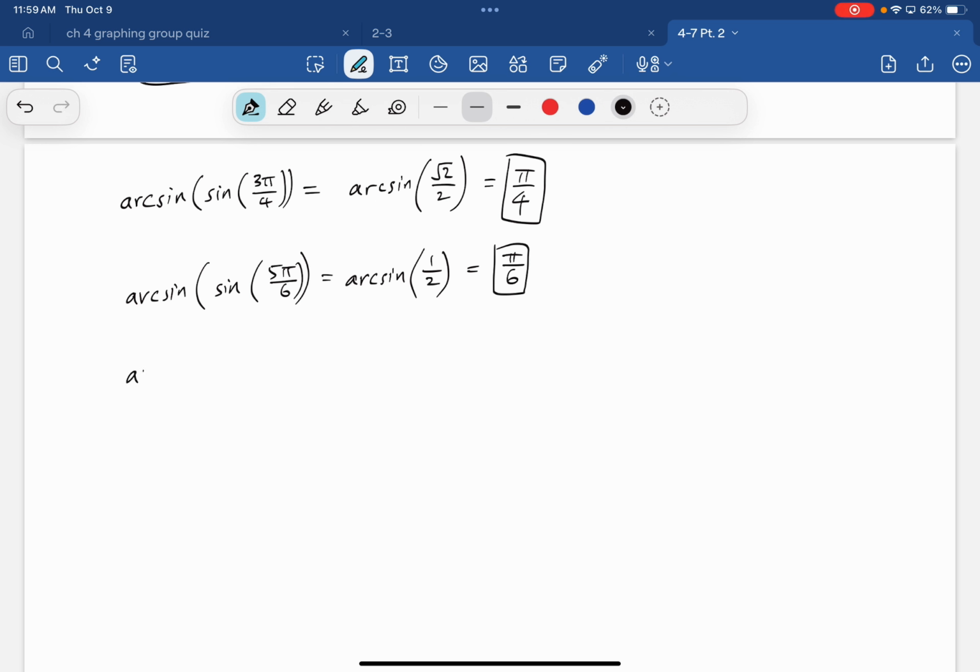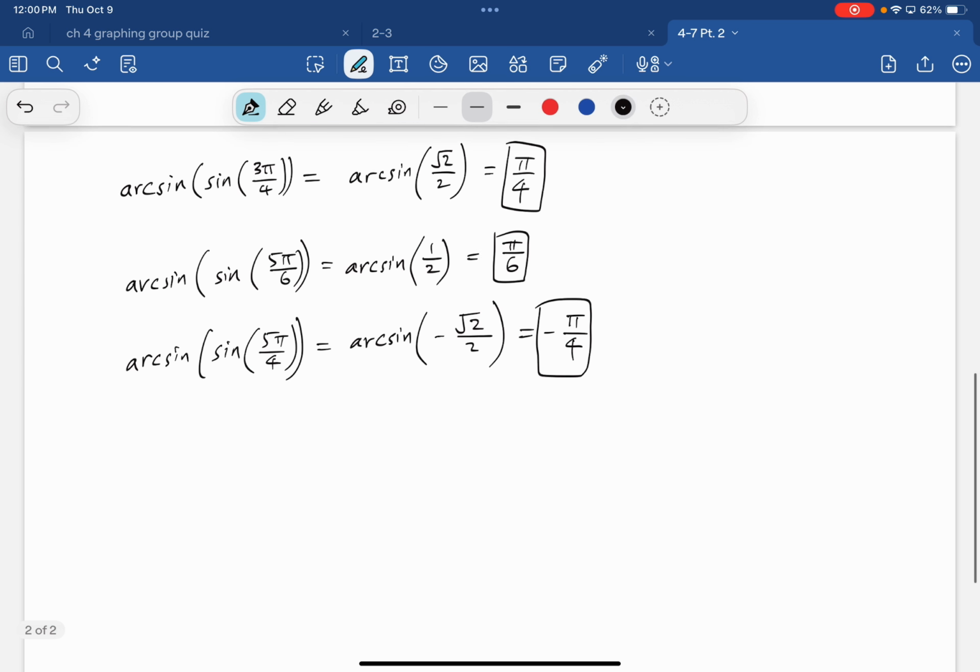I found a counterexample. What is arc sine of sine of 5 pi over 4? Okay, what is sine 5 pi over 4? Negative square root of 2 over 2. And then what is arc sine of negative square root of 2 over 2? It's actually minus pi over 4. So you can take away the coefficient and then put a negative sign for it. When do you put a minus sign? When it's greater than pi.